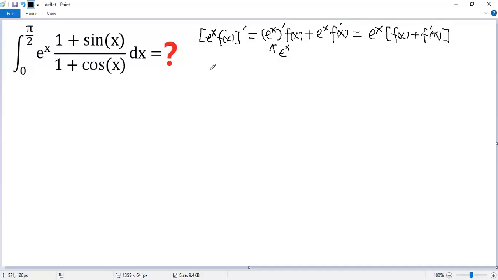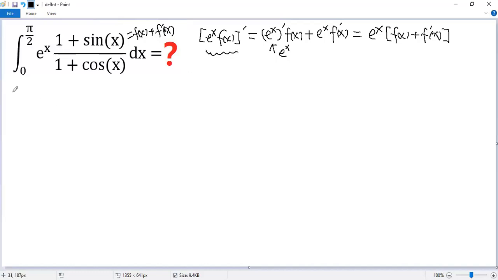We know the key step for evaluating a definite or indefinite integral is to figure out the antiderivative. If we can change the second part into the sum of a function f(x) and its derivative, then the antiderivative would be e to the power x times f(x), right?